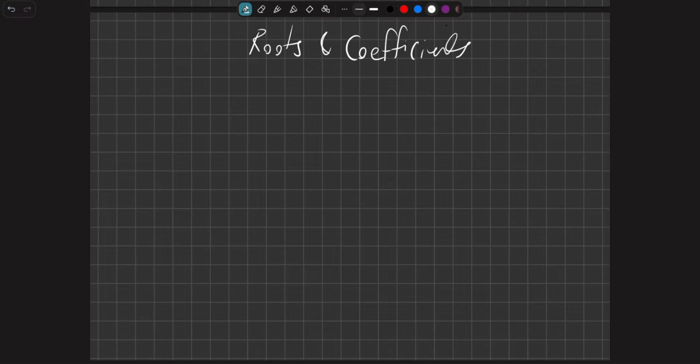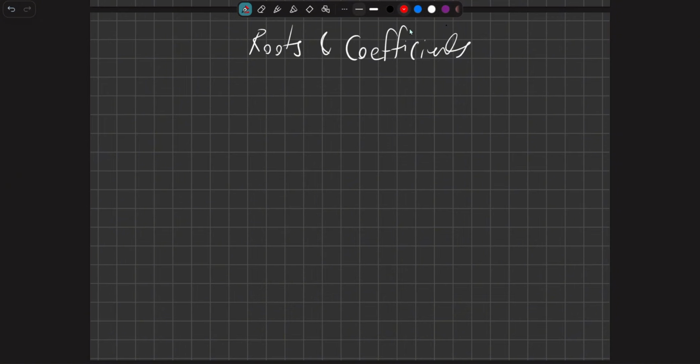Hello everyone, today I'll be explaining the relationships between the roots and the coefficients of a quadratic. I will mention that this is only for year 11 advanced math, but it will expand into year 11 extension 1 math, where we want to see the relationships between the roots and coefficients of a cubic. This is only for a quadratic.